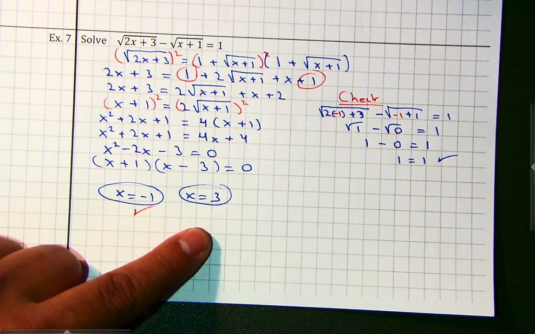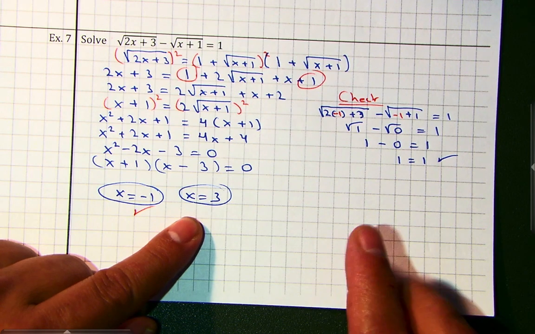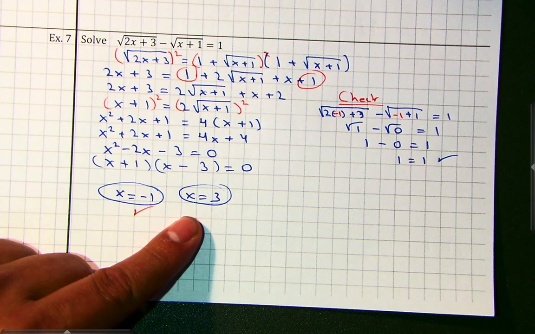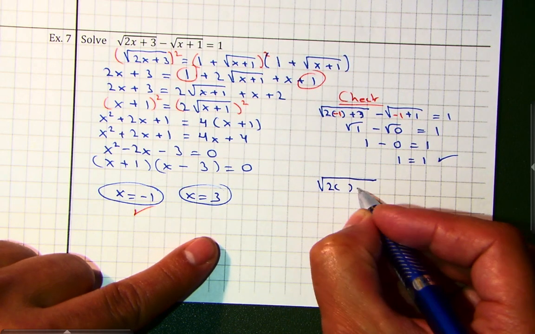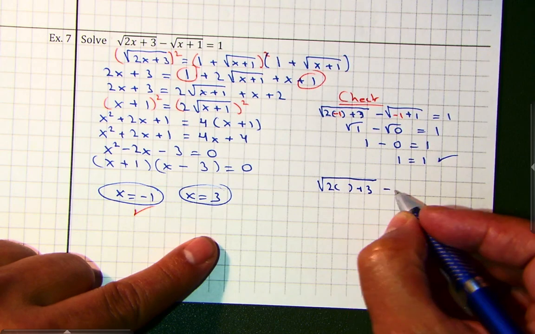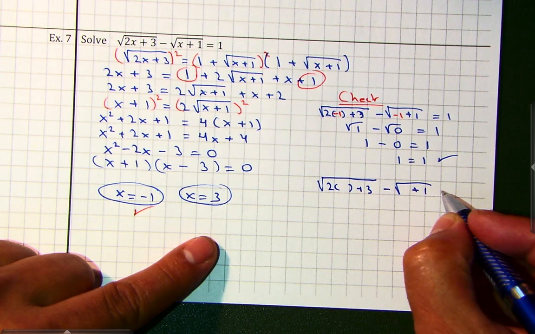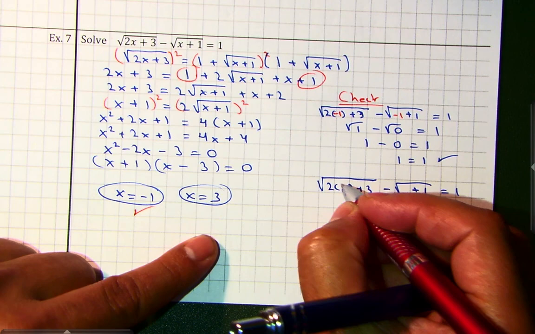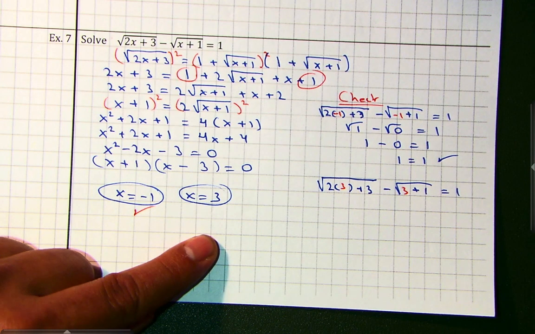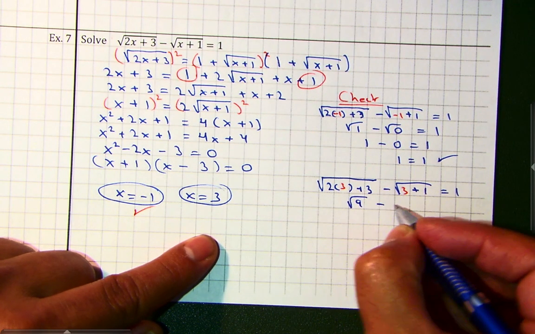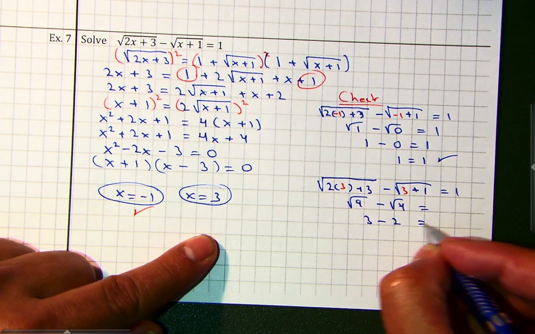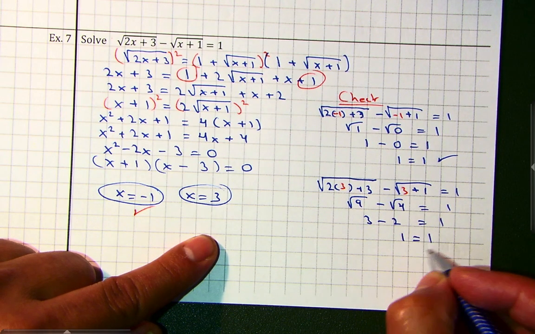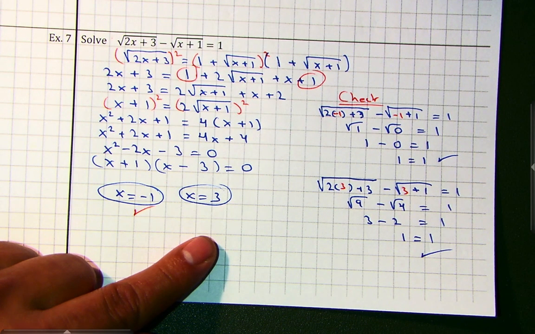3 might be a solution, might not. So check 3 to see if it's a correct solution. Then pause it. Let's see. Square root of 2x plus 3 minus square root of x plus 1 equal to 1. And we'll plug in a 3. It's a very quick process. 6 plus 3 is 9, square root of 9 minus square root of 4. So it gives me 3 minus 2. Is that equal to 1? Yes.